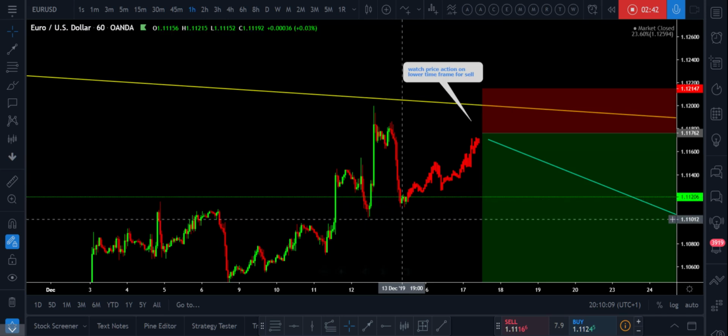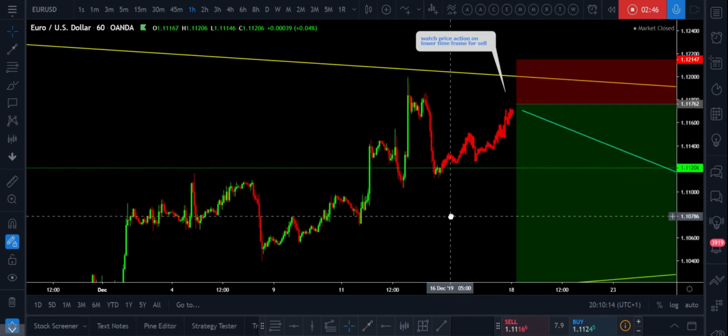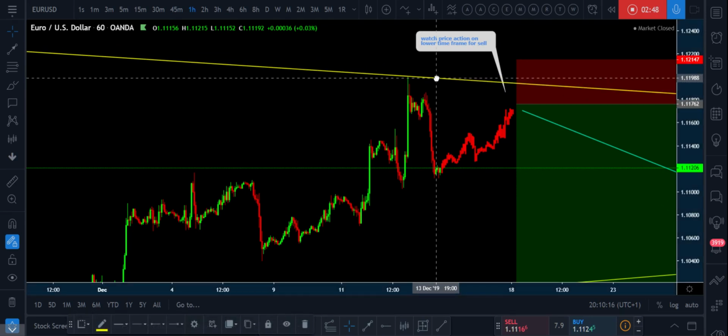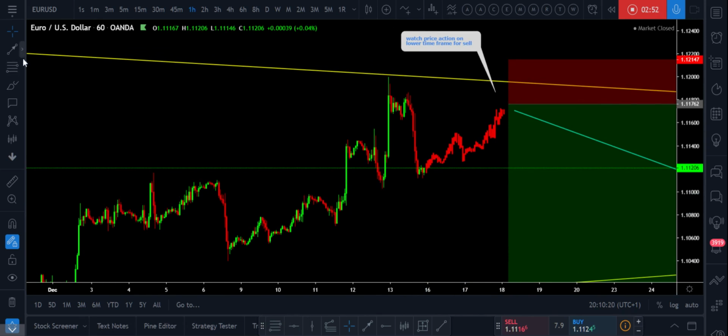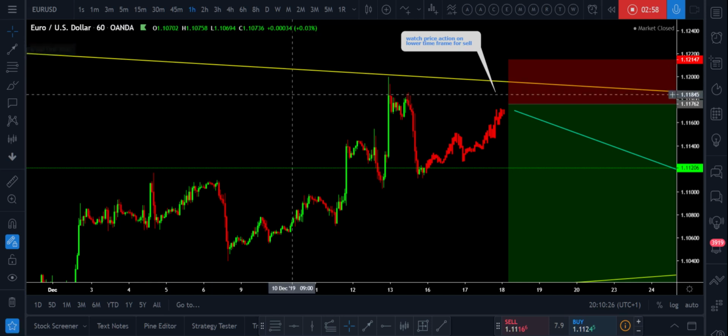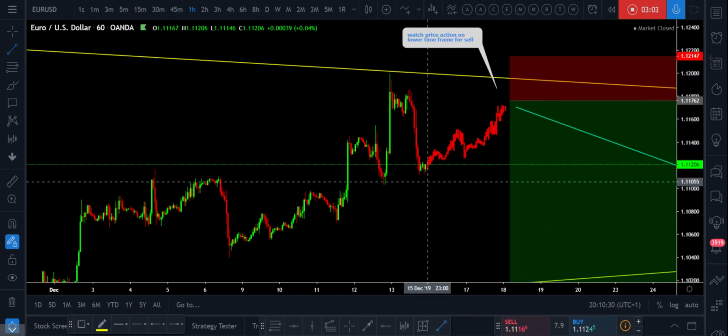We did not get that breakdown, and euro dollar went higher for a small push up. But that hasn't changed the bigger structure or bigger setup which I have just shown you on the bigger time frame. So we still can get a sell on the euro dollar for more downside.